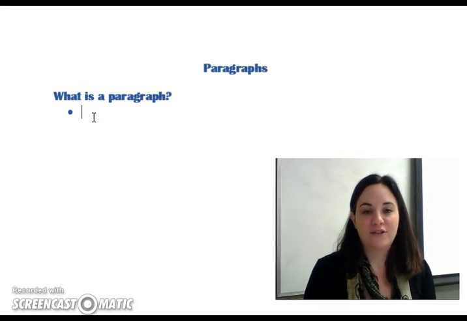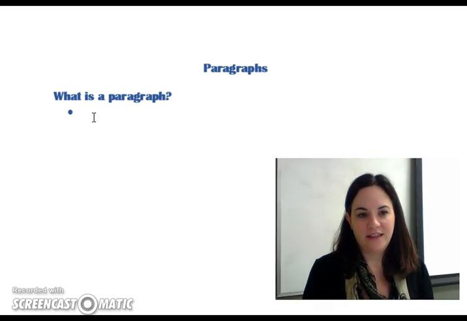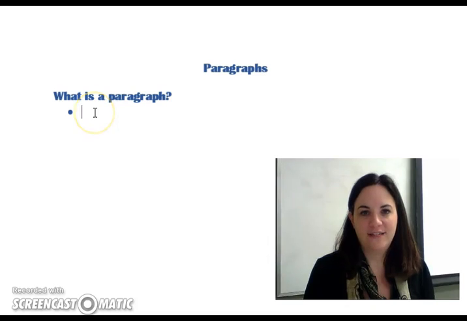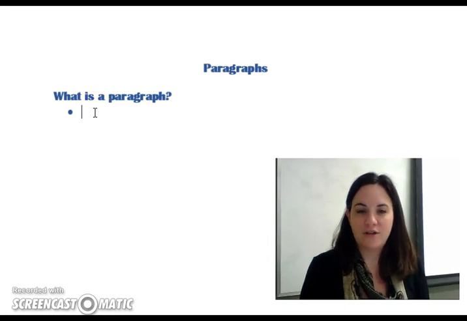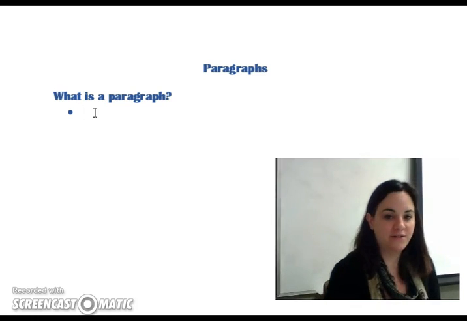Now, if I were to ask you to define this, you could probably think in your head what it looks like. Usually when you read an essay or a book or a magazine article, it's indented, like this bullet is indented from the left. But could you actually define it for me in your own words? Well, here's my definition. A paragraph is a collection of sentences.